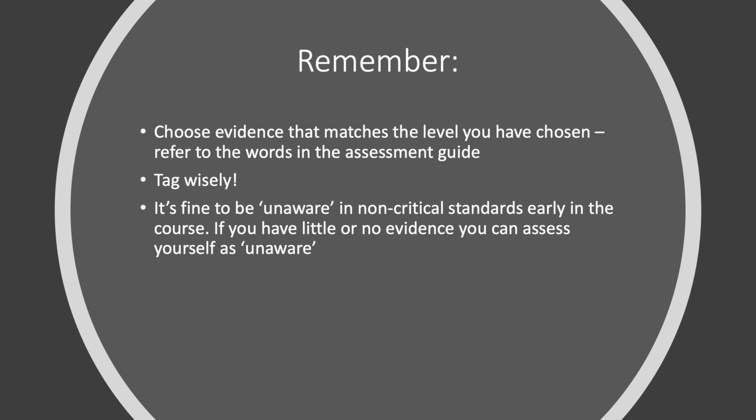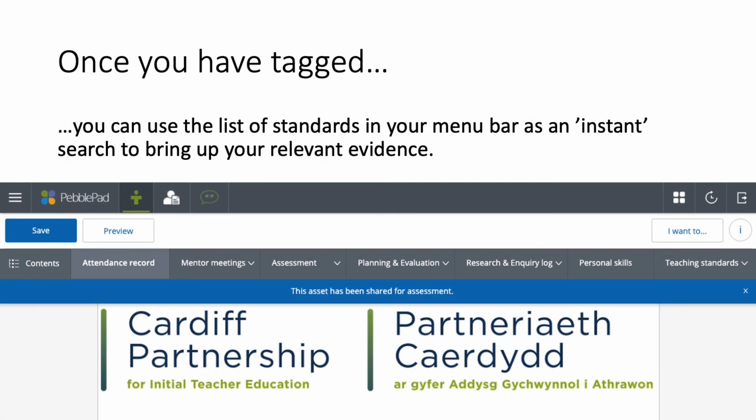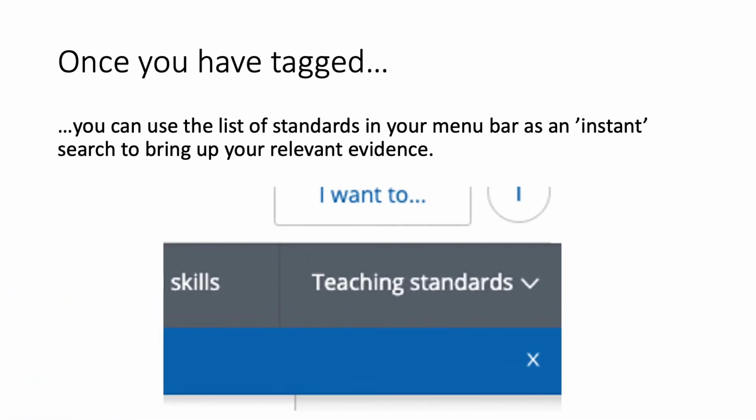So a really good rule of thumb at this stage, and indeed at every stage when you're preparing for a progress review, is to choose the best evidence that meets the descriptor for that standard and that matches the words in the progress continuum table. Tag wisely. If you've got nothing much for that standard, then consider tagging yourself as unaware. It's fine to be unaware early on in the course. And then you can use the search function when you think that you've got everything sorted for a particular standard.